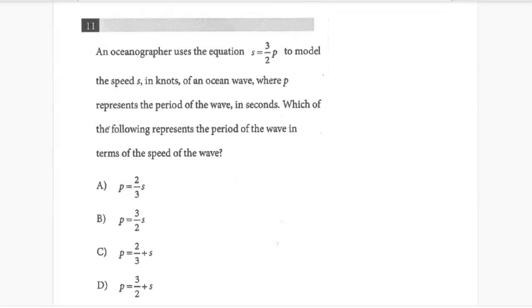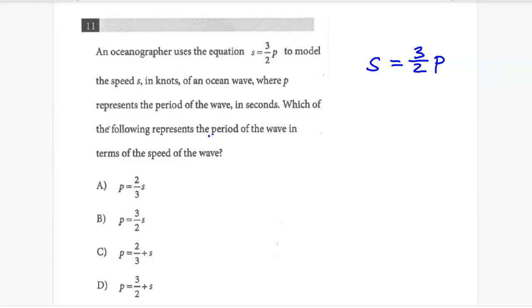Number 11. So number 11 says an oceanographer uses the equation S equals 3/2 times P to model speed of an ocean wave. P is the period of the wave. Which of the following represents the period?